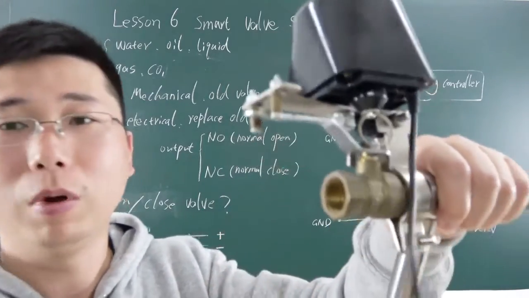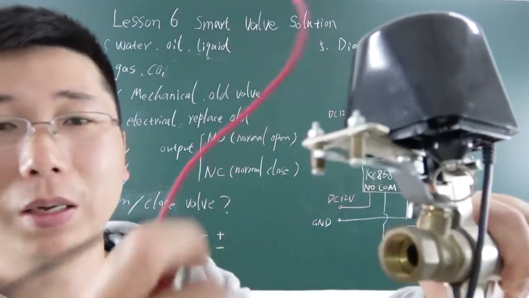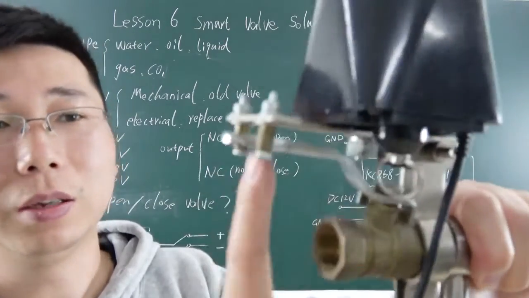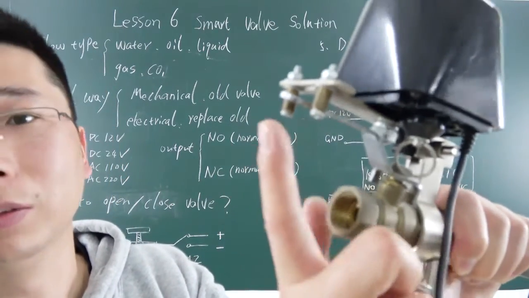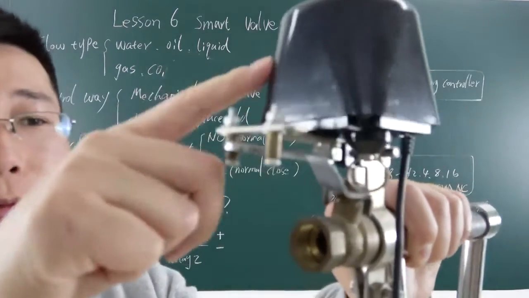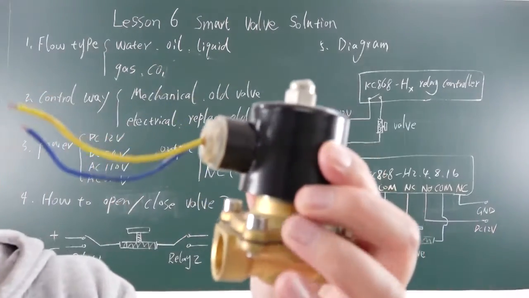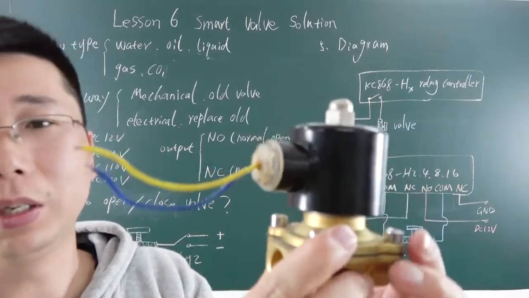And when the power supply is given, then the valve will turn left or turn right. So this is controlling the traditional valve. And this is the electrical control way.